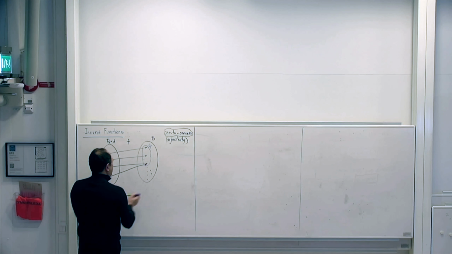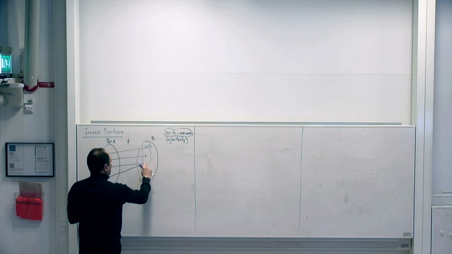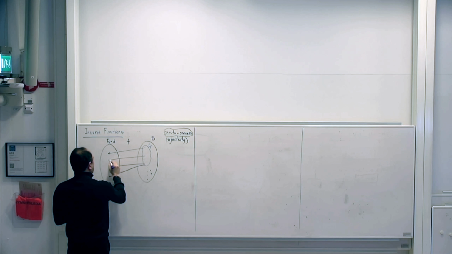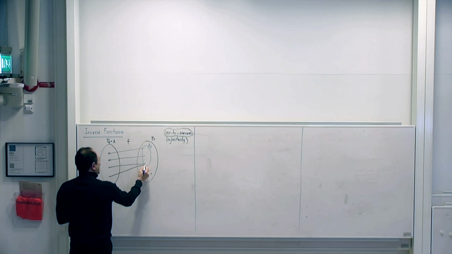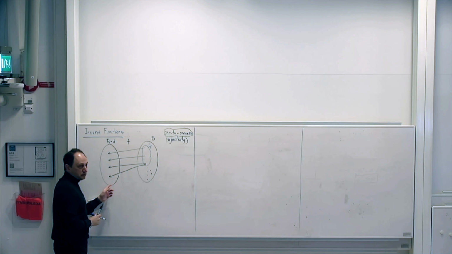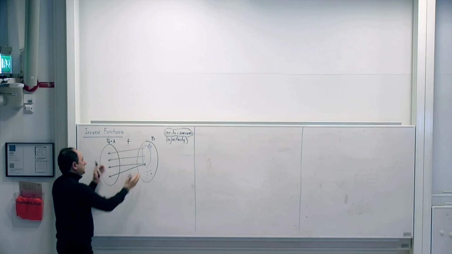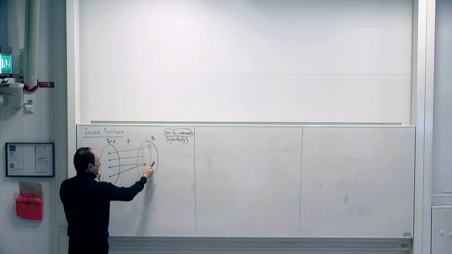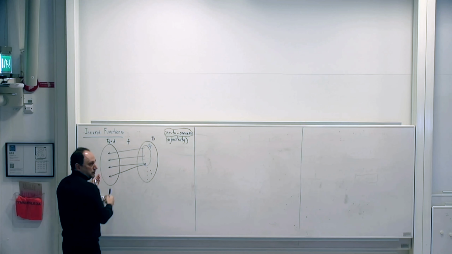Because if I take this off and just reverse the direction, then this one particular element will go to two elements. This will happen. Can I call it a function again? No, because this is violating a function. I am not allowed to send one single element of the domain to two distinct elements.